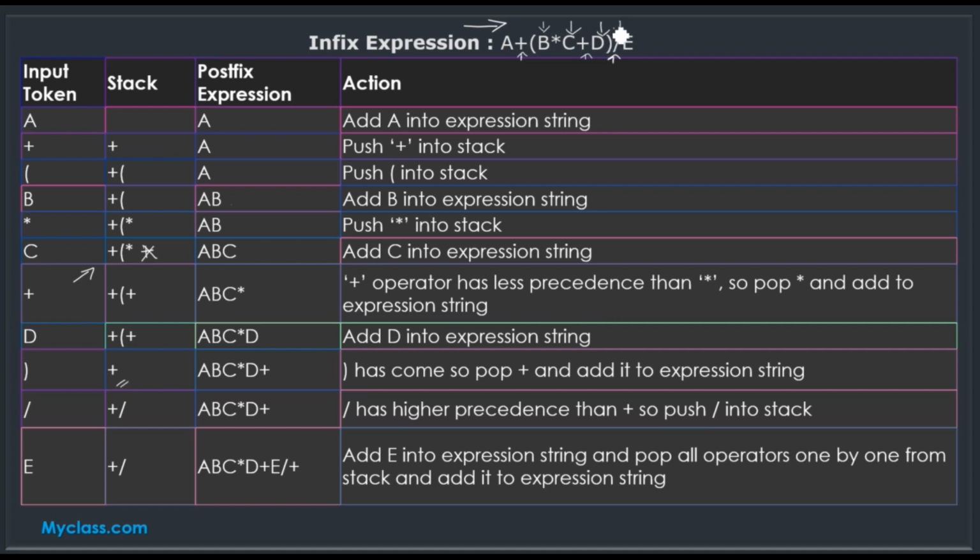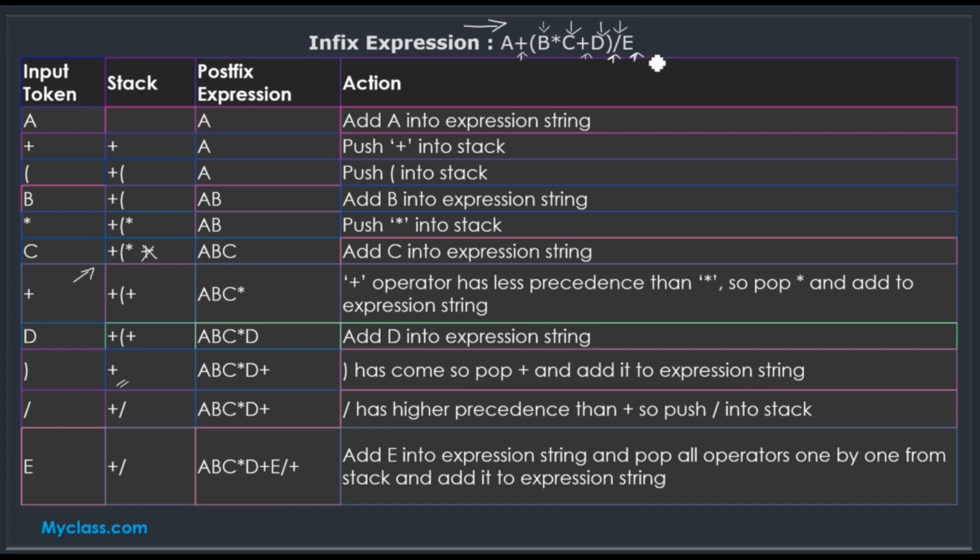We have reached the division operator. The division operator has higher precedence than plus. It is okay to lie above a lower precedence operator. Division has the higher precedence and the topmost element contains a lower precedence operator, so it is okay to push into the stack. So we push division into this. Our E came. E is an operand, so we add E into the postfix expression.